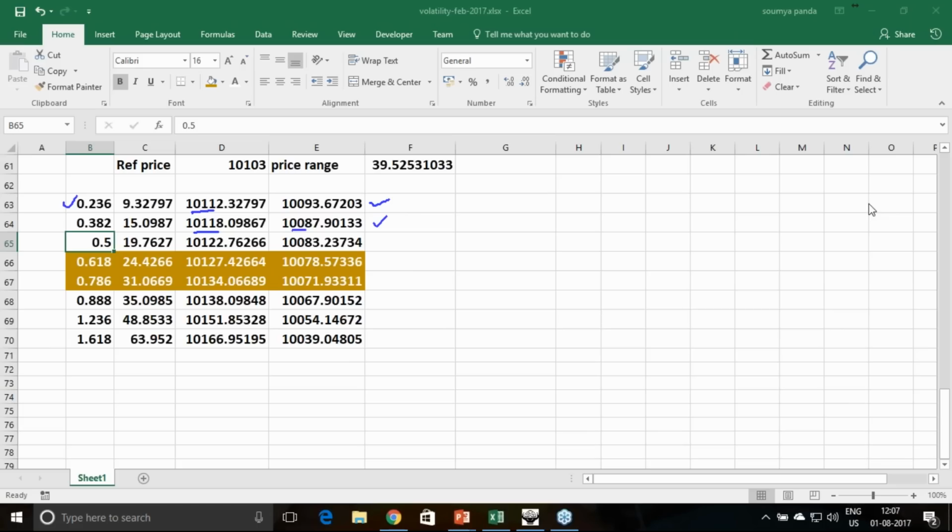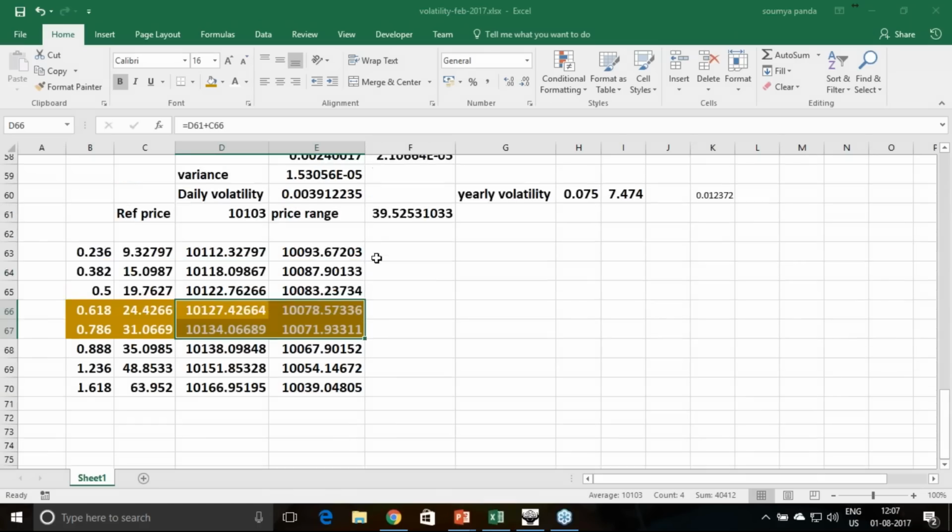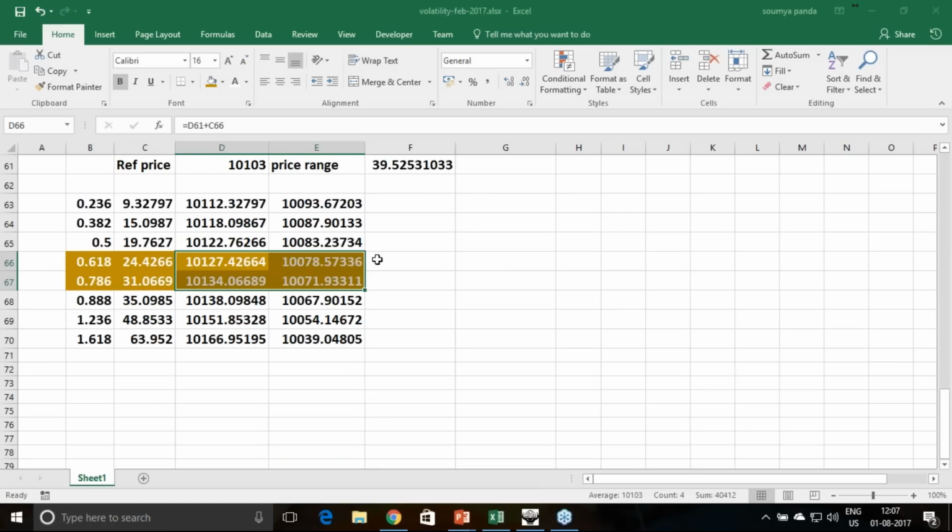I'll be showing you the calculations. So here are the Fibonacci ratios I have taken, this is the confirmation, and most of the Fibonacci trends give the reversal at 0.618 to 0.786. That's why I made it a colored zone. So it is a trend reversal zone for the Fibonacci. So this is the basic understanding of Fibonacci.